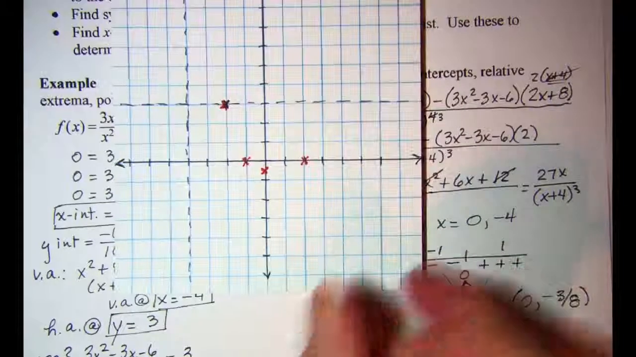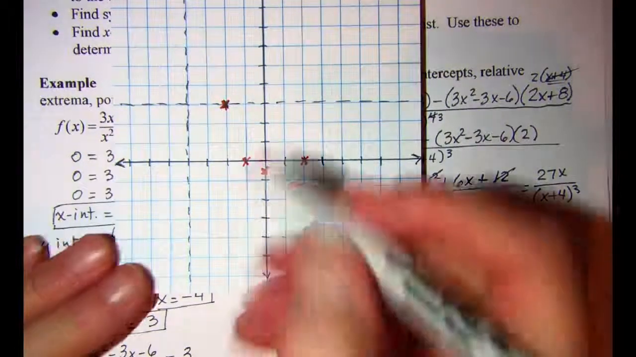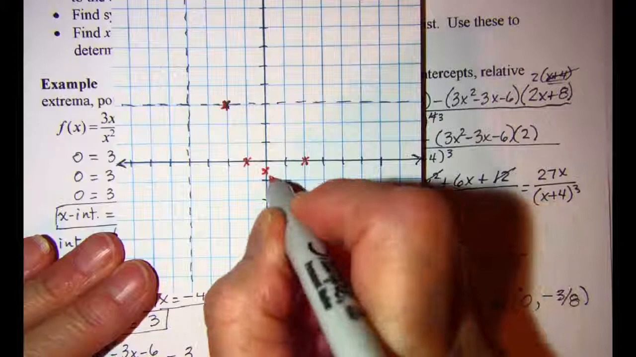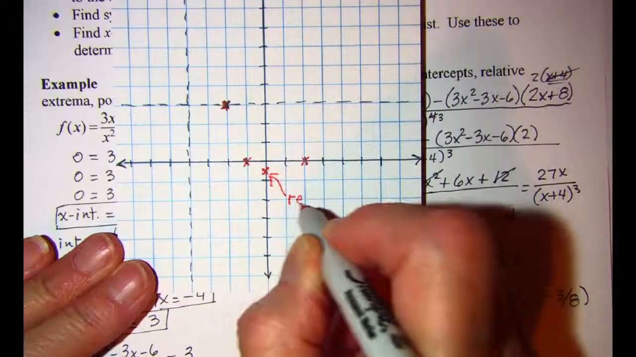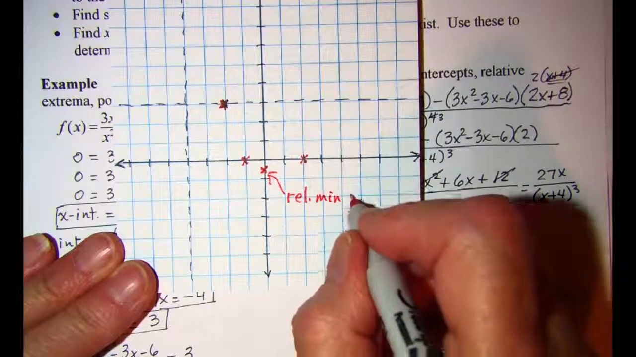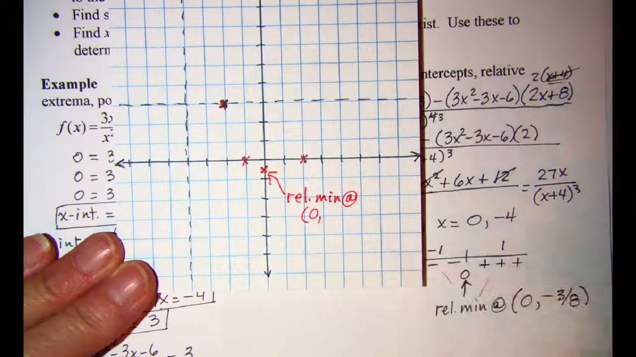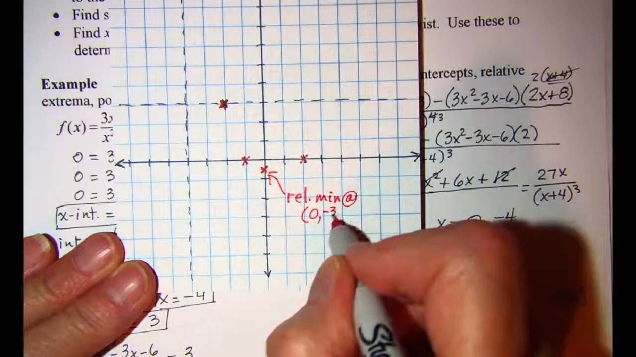So we can show that on our graph. We have it graphed, but we would indicate a relative min at 0, negative 3/8.